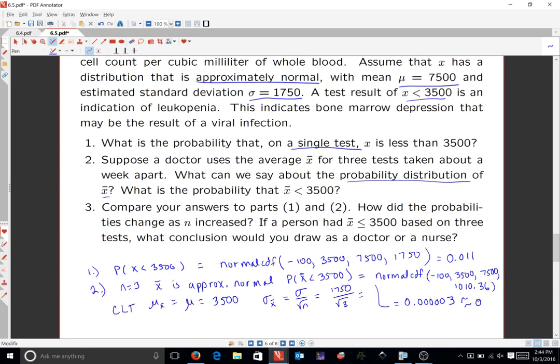It says compare your answers to parts 1 and 2. How did the probabilities change as n increased? Did they get bigger or did they get smaller? They got smaller. So the probabilities decreased. If a person had a mean average less than 3,500 based on 3 tests, what conclusion would you, as a doctor or nurse, make about that person? They have leukemia.